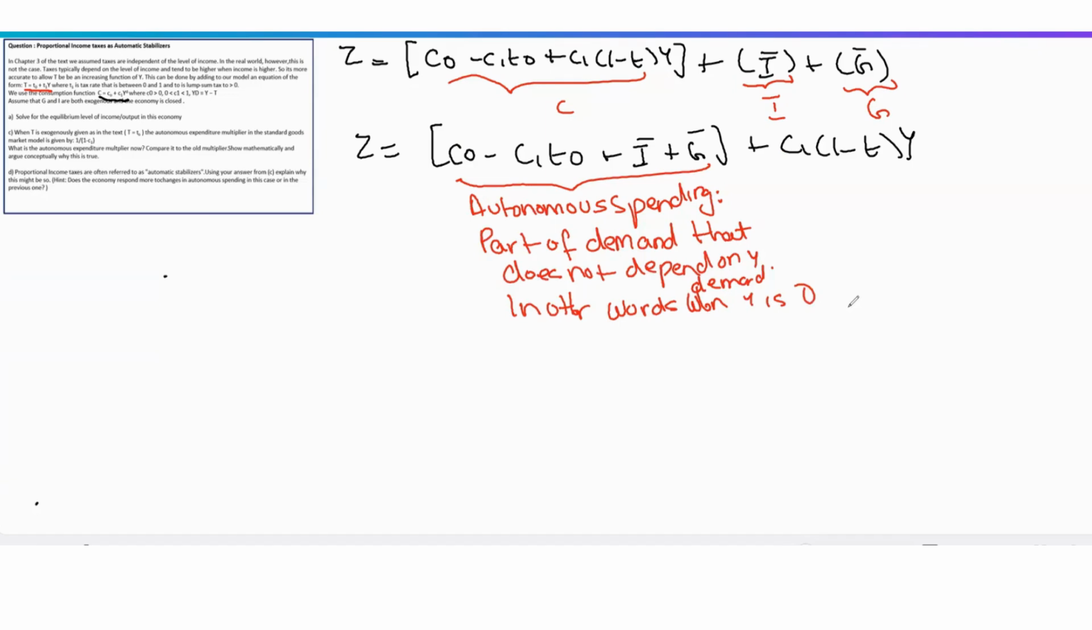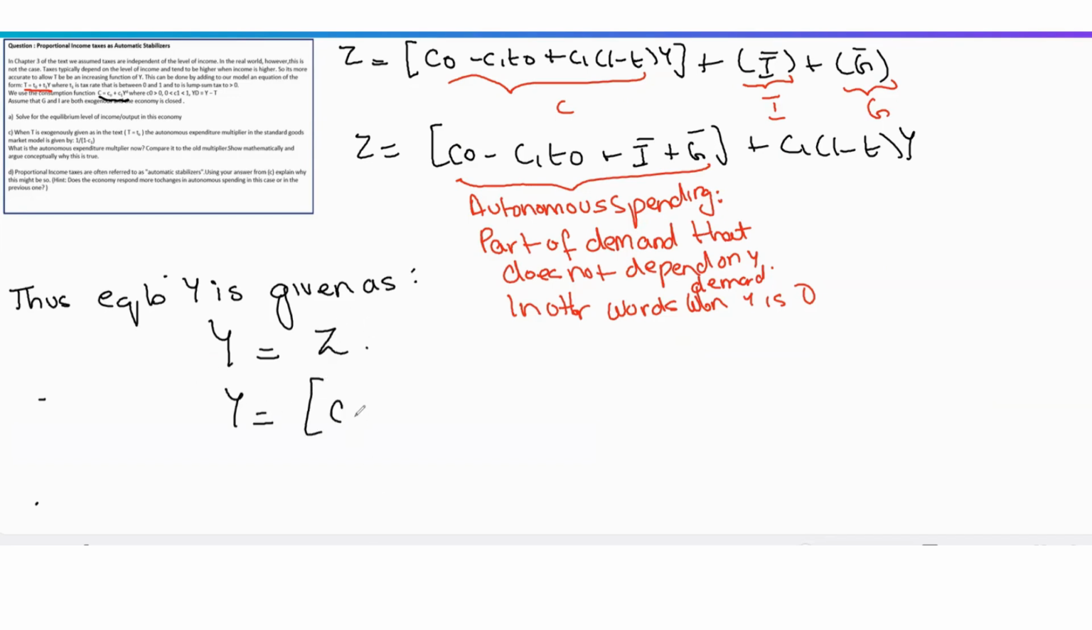Now that we have our demand function, it's very easy to find equilibrium y. Equilibrium y is given by y equal to z, and we just plug in the demand function: C naught minus C1 T naught plus I bar plus G bar plus C1 (1 minus T1) y. We found a demand function, we put it equal to y, and now we can find equilibrium y. From here, just make y the subject.